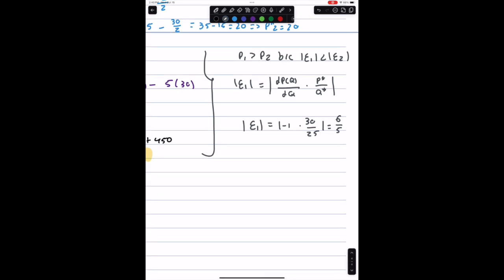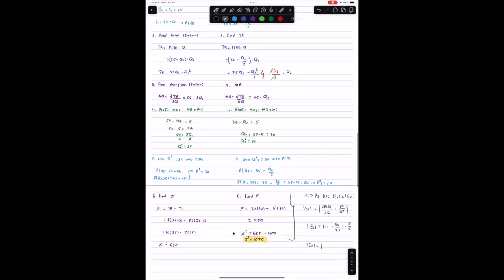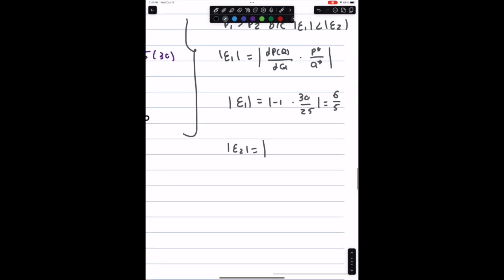We know that E2 is the same thing, but for the second demand function. So we have to find the derivative of this, which is just negative 1 over 2.